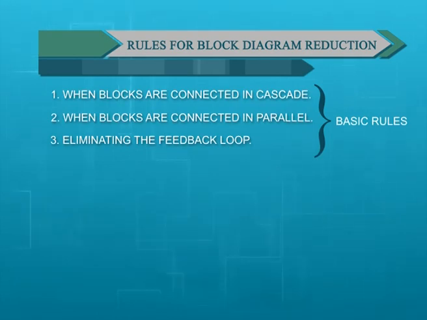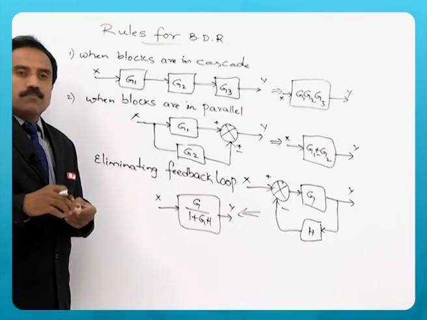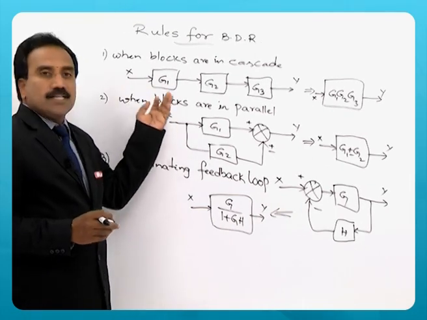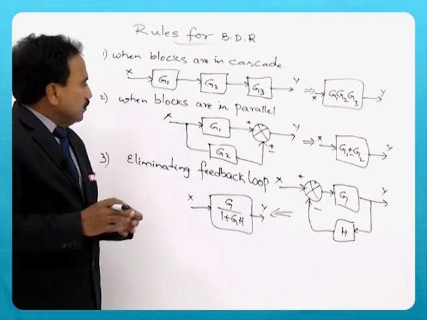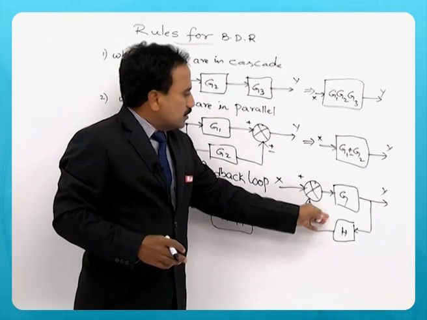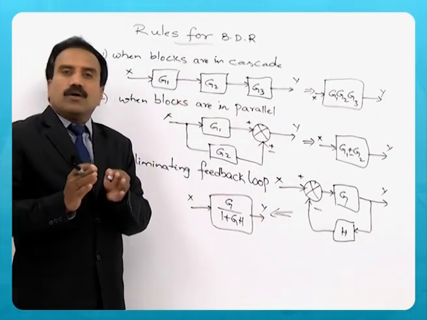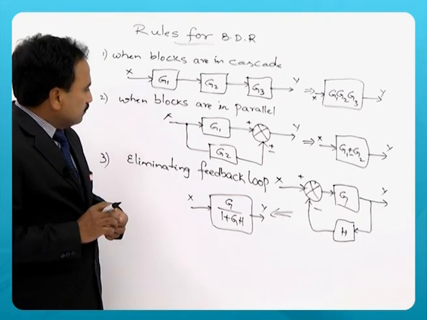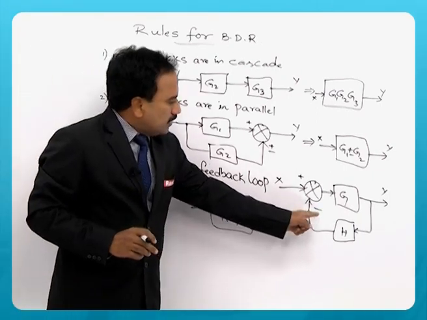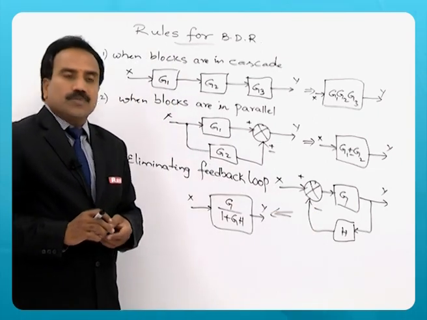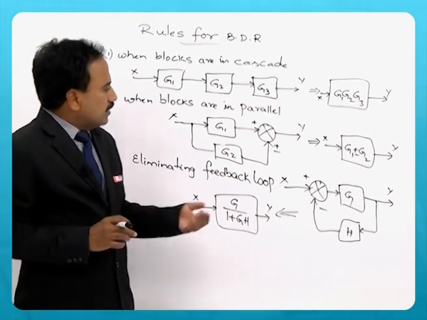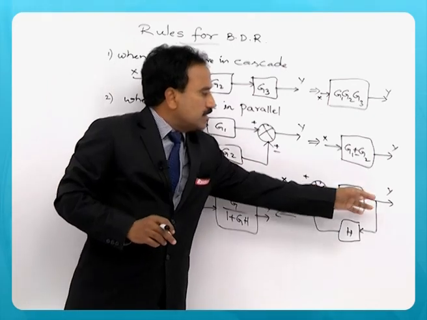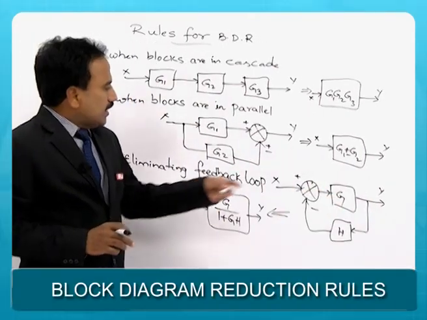These three are the basic rules, and a given complex diagram may have some blocks in cascade, some blocks in parallel, and there may be some loops. So, you need to apply these rules and get a single block to find out the overall transfer function. You can see that this is a negative feedback. Negative feedback is used to correct the error, and our aim here in the control system is to minimize the error and get the desired output. So, the polarity is negative.